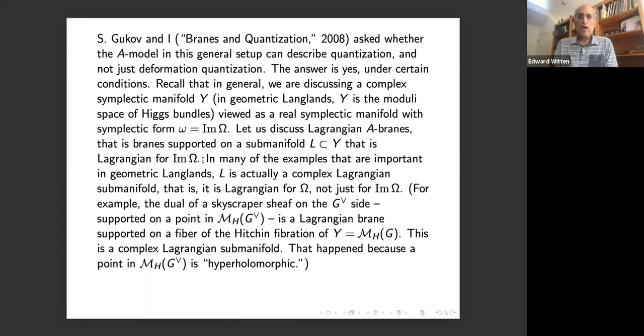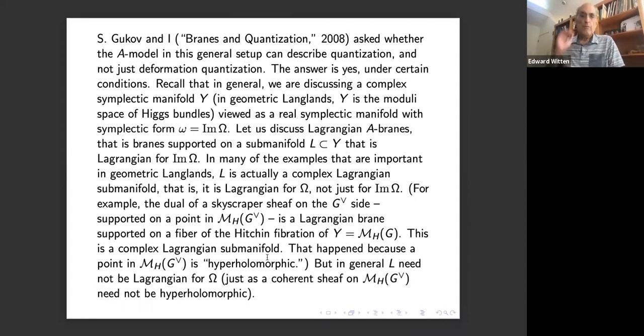And if you take a hyperholomorphic sheaf, its dual will have very special properties. And here it results in getting a complex Lagrangian brane, not just a more generic Lagrangian submanifold. But in general, L need not be Lagrangian for omega, only for M omega, just as a coherent sheaf on the B model side is generically not hyperholomorphic.